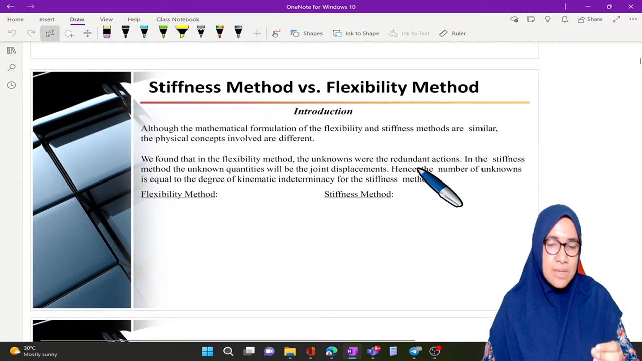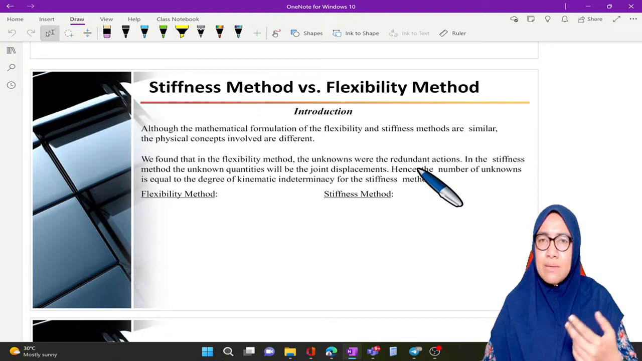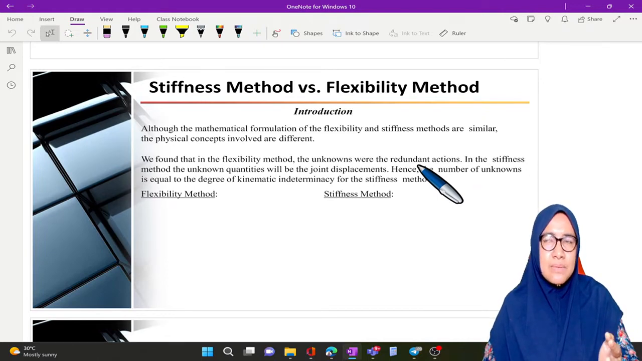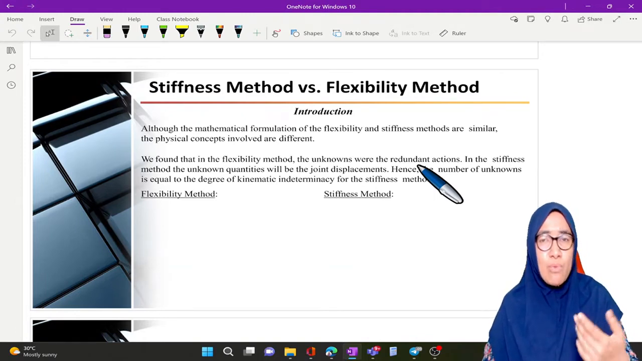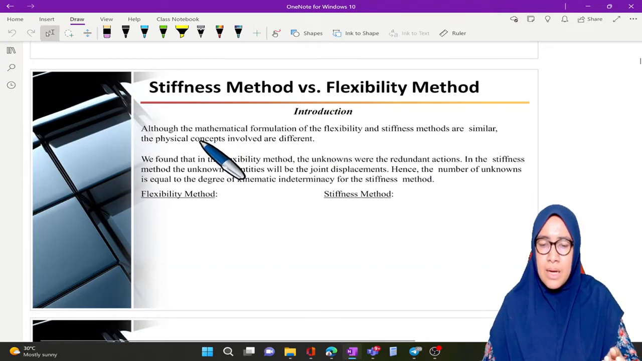However, using the stiffness method, we can get more than 3 reactions. We can calculate reactions for more than 4, more than 5, more than 6 as well.